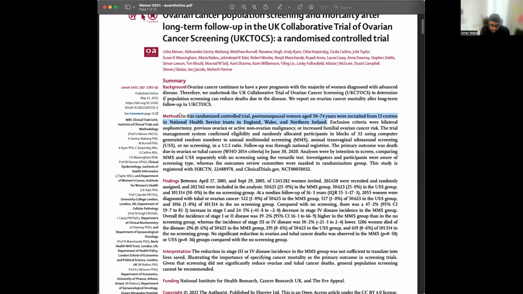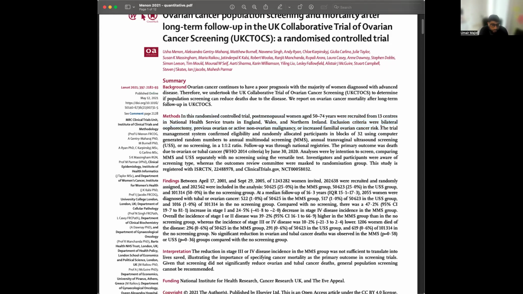Lots of information in just this one sentence: the study design, the population, the setting, the recruitment, and then it goes further. Exclusion criteria were bilateral oophorectomy, previous ovarian or active non-ovarian malignancy, or increased familial ovarian risk, right? Exclusion criteria, I don't need to go into that.